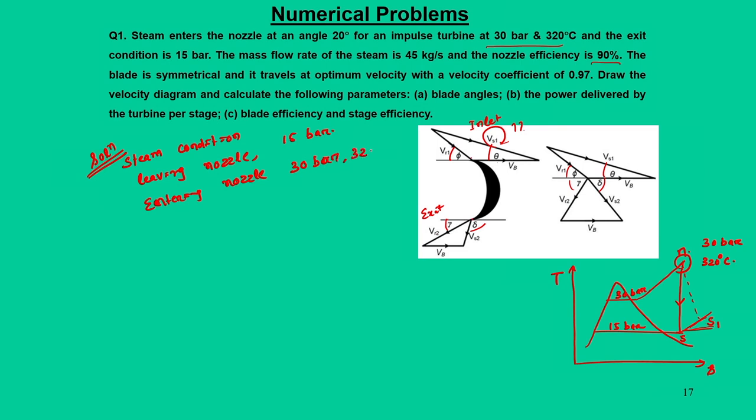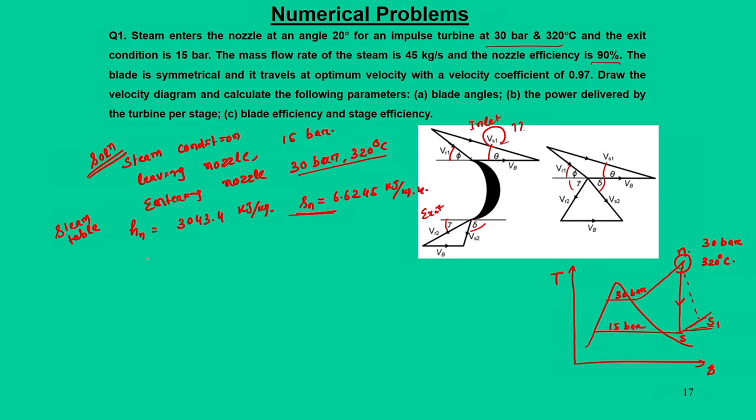320 degree centigrade. So, at these conditions we can say HN, that is inlet conditions, at 30 bar and 320 degree centigrade, the steam table gives 3043.4 kilojoule per kg. Of course, we require SN, that is entropy at the nozzle end. That value is 6.6245 kilojoule per kg Kelvin.